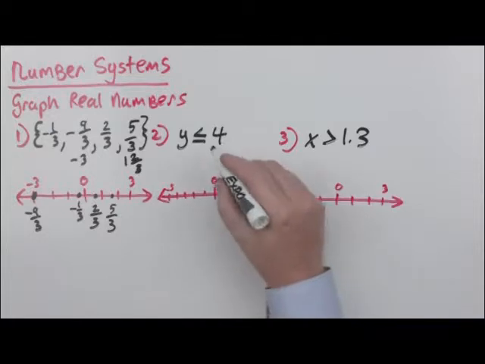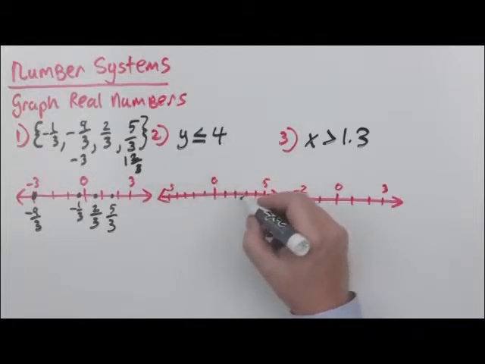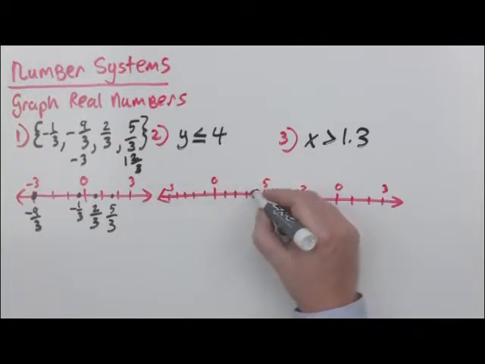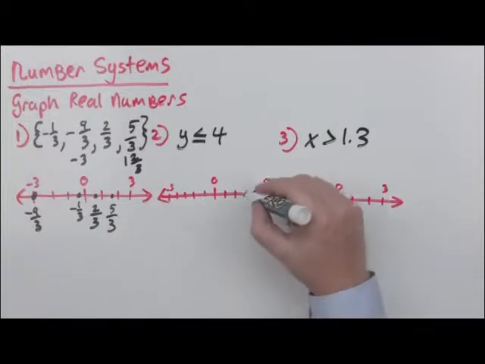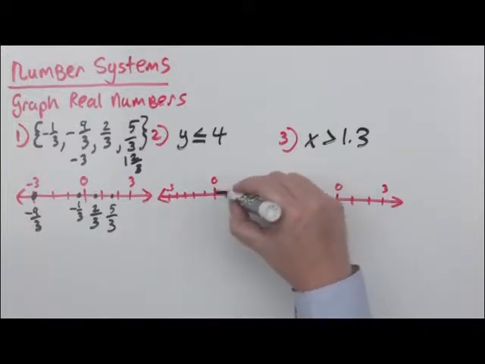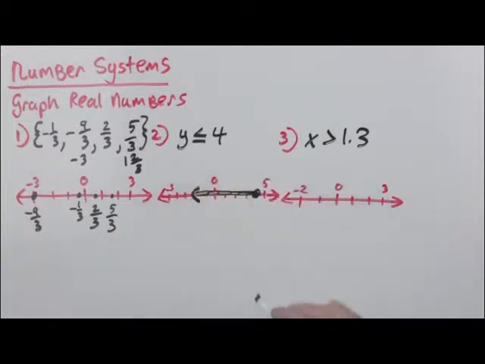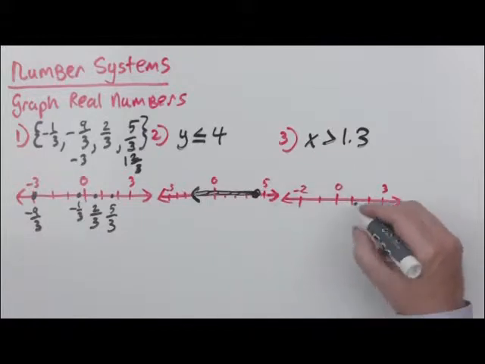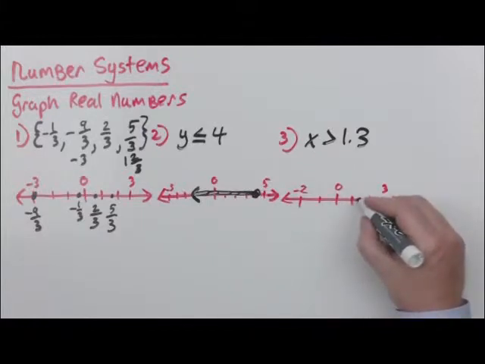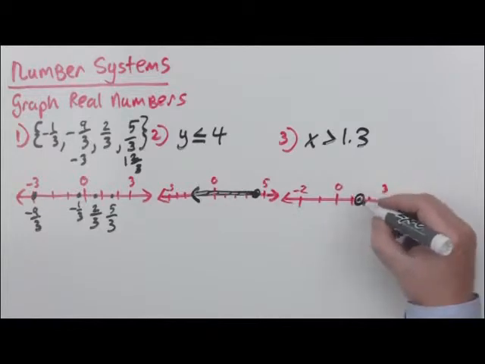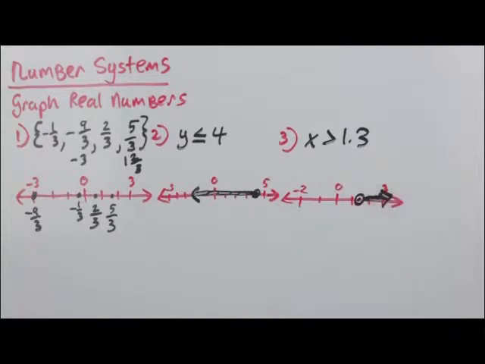Okay, number 2 says y is less than or equal to 4. So I have to graph 4. It includes 4, so I'm going to shade in that circle. And it's all numbers less than, so I'm going to shade all the way down in that direction. It's all numbers down there, starting at 4, including 4. Okay, x is greater than 1.3, but it doesn't include 1.3, so I'm going to do an open circle at 1.3, and it's greater than, all numbers greater than that. Great.